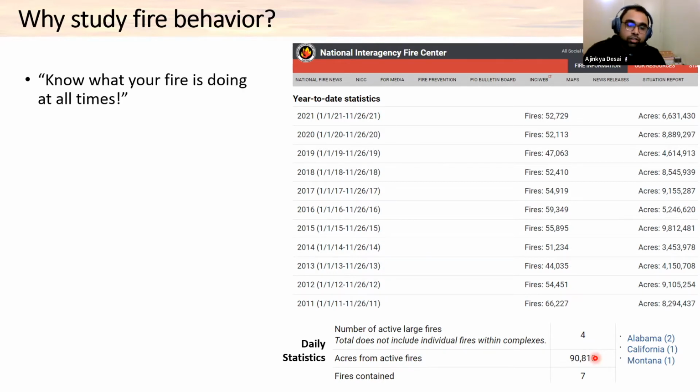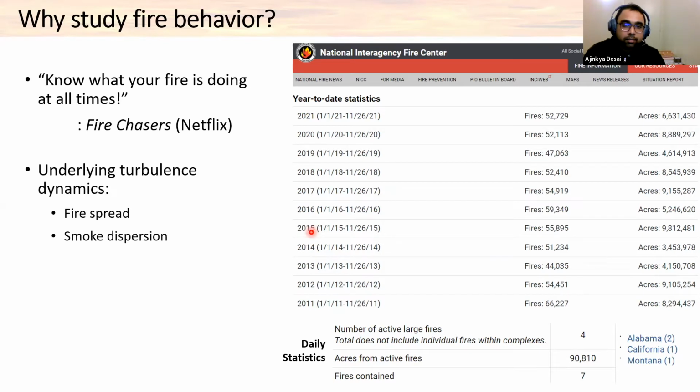Also, if you watch a TV show or documentary on Netflix called Fire Chasers, new firefighting trainees are asked to ingrain in themselves the motto, know what your fire is doing at all times. Quite understandably so, given the necessity of fire management training.